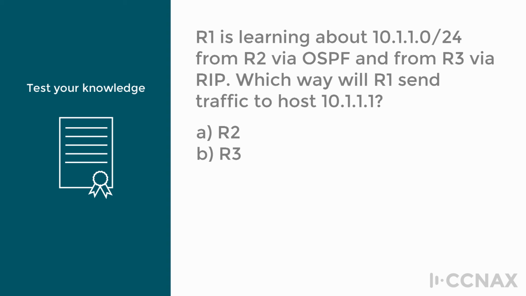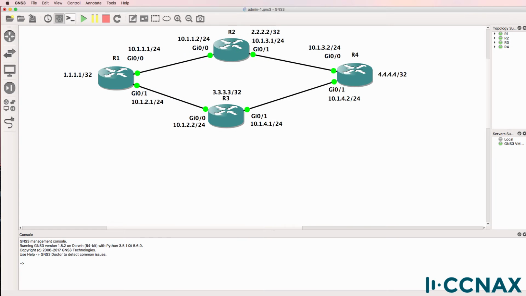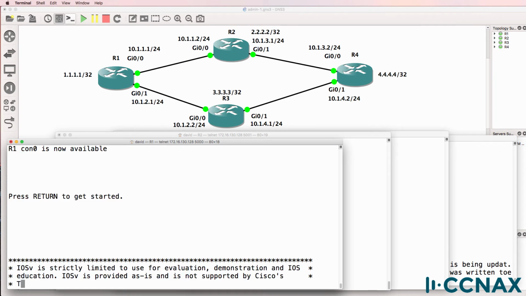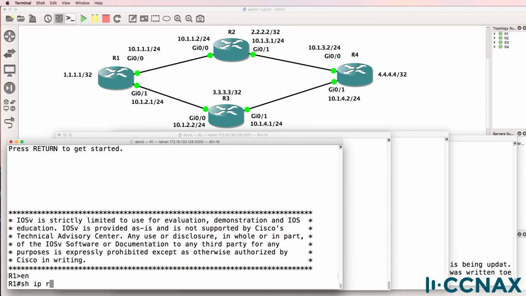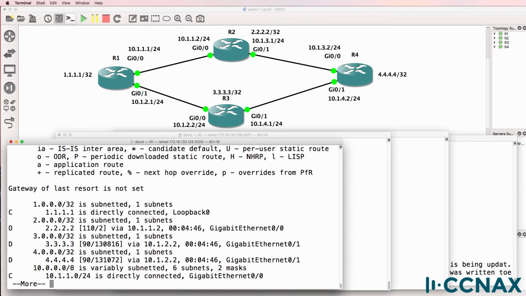In this video, we're going to look at why specific routes were chosen rather than others in a network running Cisco routers. So in this topology, I have four routers running within GNS3. Let's have a look at router 1 and use the command show ip route to view the routing table.